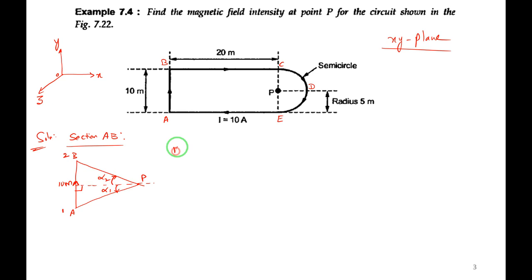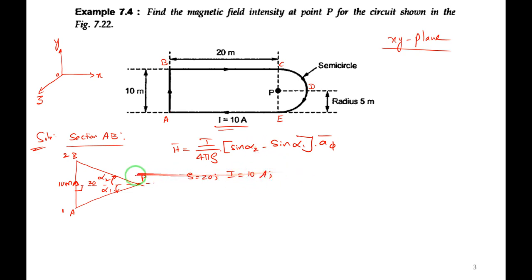We know the H due to the finite length conductor, the formula is I by 4 pi rho into sine of alpha 2 minus sine of alpha 1 into A phi. Current I is given, yes, 10 amps. I is equal to 10 amps everywhere, right? Rho is the perpendicular distance from here to here. It is given as 20 meters. So the perpendicular distance rho is 20, and I is 10 amps.